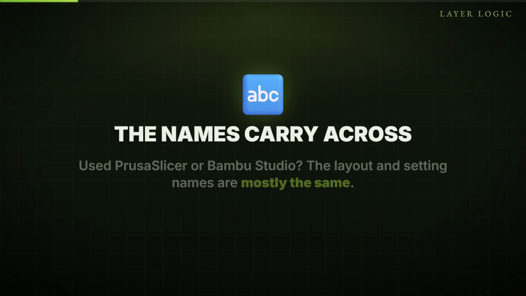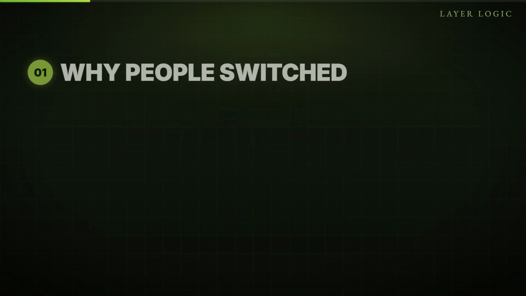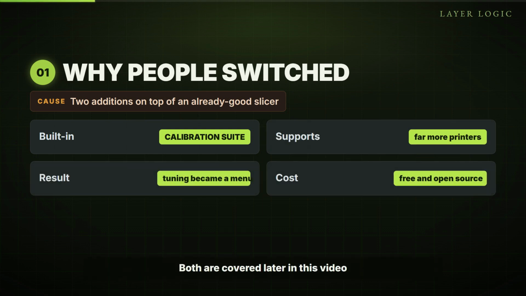It also means the layout will feel familiar if you have used PrusaSlicer or Bambu Studio, and that settings usually carry the same names across all three. What Orca added on top was a built-in calibrations suite and a much wider set of supported printers, and those two things are most of the reason people switched.